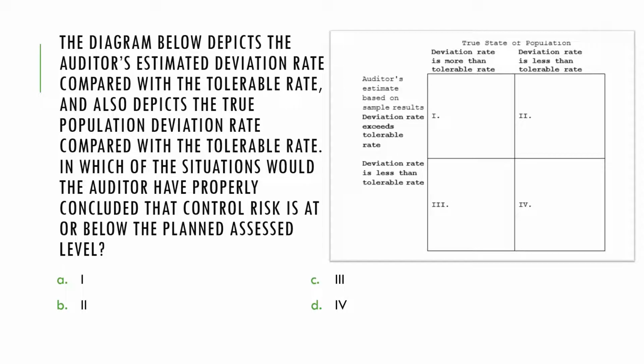The auditor intends to rely on the controls if the deviation rate is less than the tolerable rate, right? If the deviation rate does not breach the tolerable rate, the auditor will conclude based on the sample that controls are reliable. Now, correctly or properly concluded means this is also what we would see in the population had we tested it: the deviation rate is less than the tolerable rate. So this is an example of a representative sample, and it is found in the fourth quadrant. Therefore, the answer is delta, quadrant number 4.